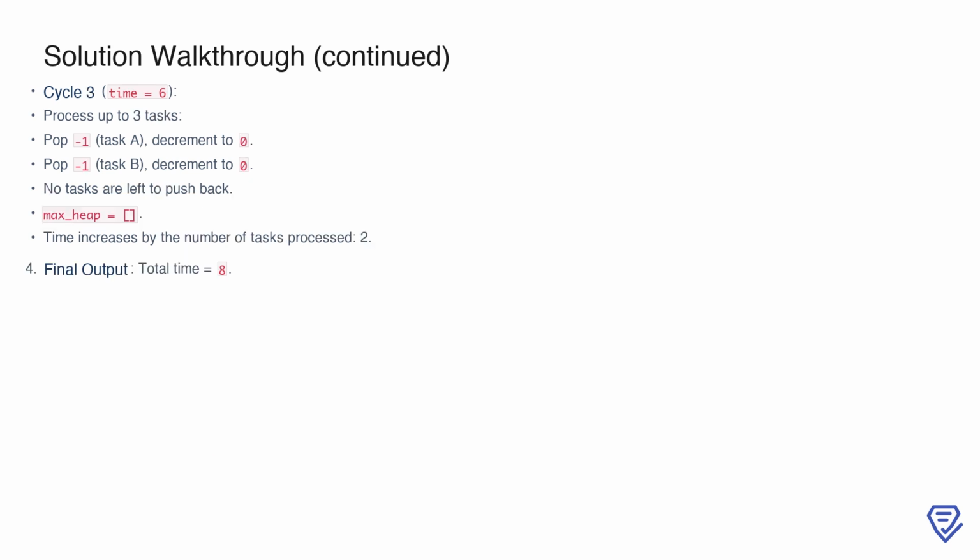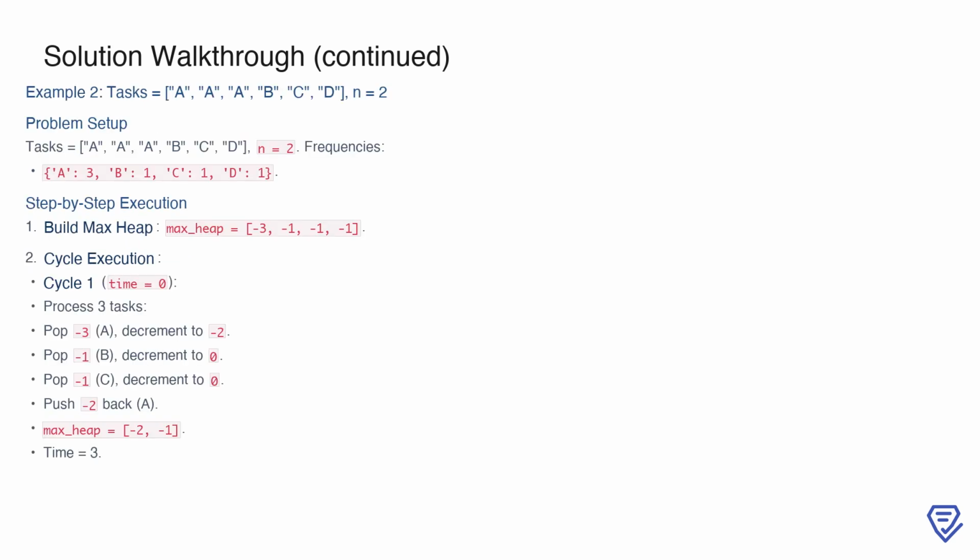In cycle 3, starting at time equals 6, we process up to 3 tasks one final time. We pop -1 for task A and decrement it to 0, then pop -1 for task B and decrement it to 0. With both tasks now completed, there are no remaining counts to push back into the heap, leaving max_heap empty. This cycle adds 2 units of time, as only 2 tasks were processed. Summing up all the time spent across the 3 cycles, the total time required to complete all tasks is 8.